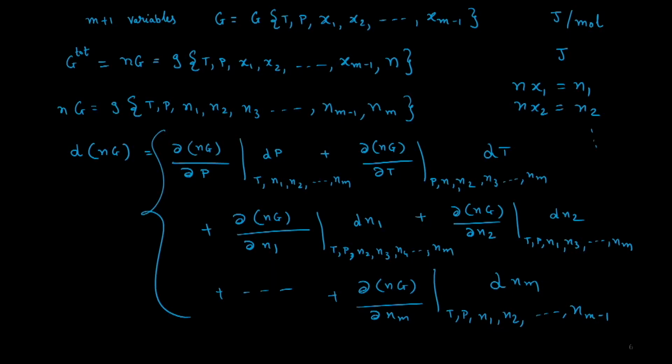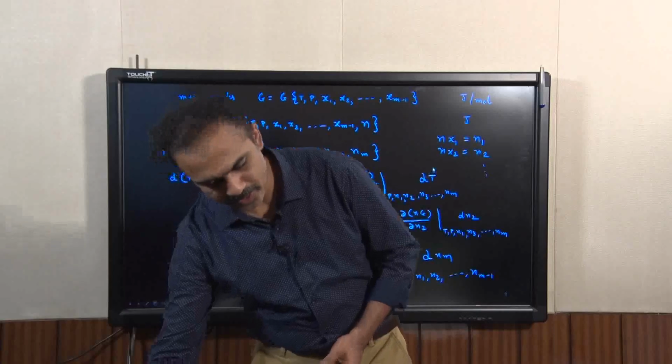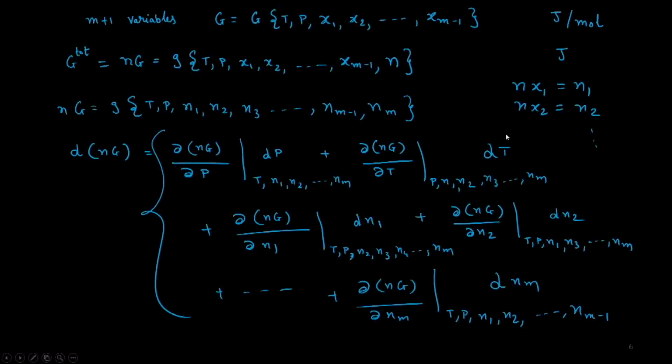Now here I am allowing N1, N2, N3, etc. to change, which means the system can exchange the number of moles of any of those chemical species with the surroundings, so it would be an open system. So this would be the total change in the total Gibbs free energy of an open system actually, right? Now, let's write it here. When I have N1, N2, N3, I'm looking at the first term.